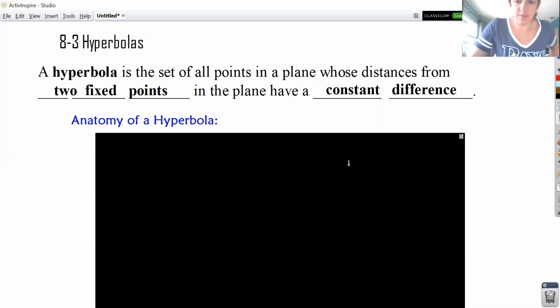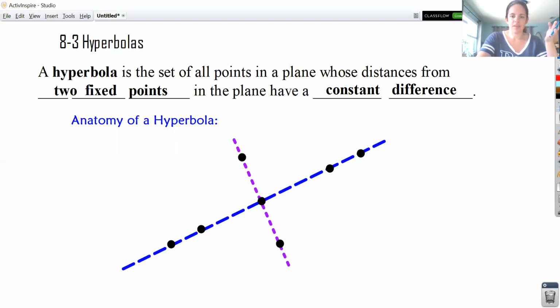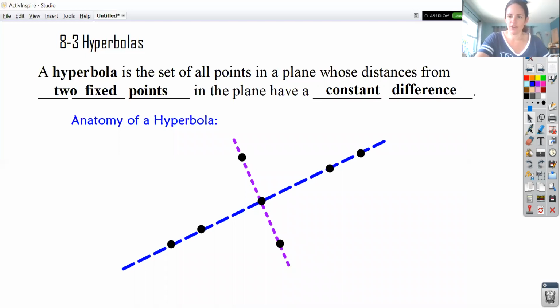So that one is a little bit harder to construct as far as a string construction, so I'm not going to point you to one of those. And we're just going to move right on to the anatomy of a hyperbola. I've gone ahead and started drawing it a little bit to help us out, so you guys don't have to wait on me while I draw.